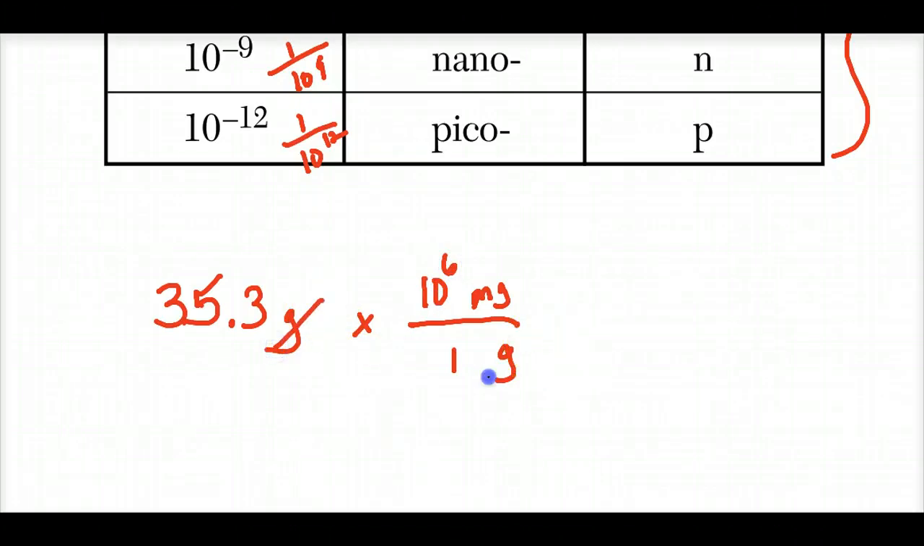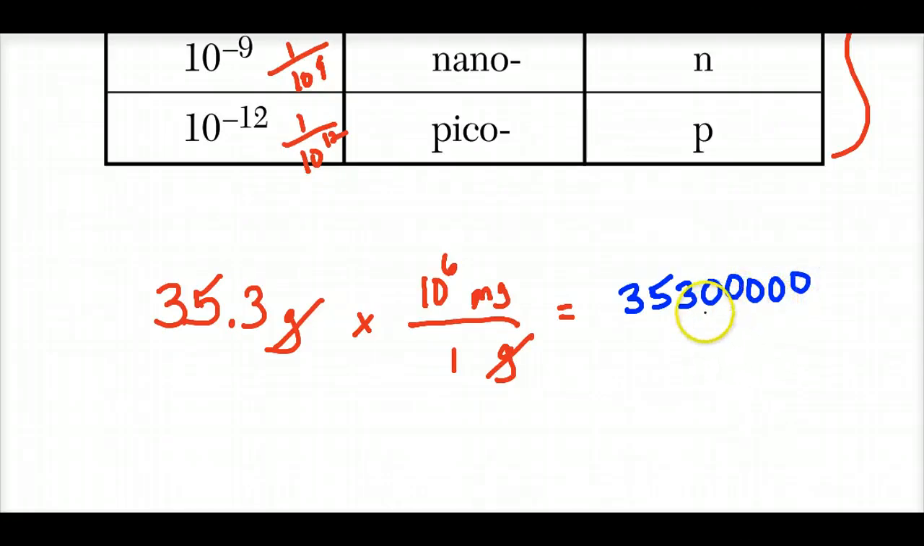So for every 1 gram, you would multiply by a million, which is 6 zero places, and this number is going to get bigger. 3, 5, 3, and you're going to move 1, 2, 3, 4, 5, a total of 6 decimal places, and this would be micrograms. So you say, my gosh, that's a big number. Why did it get bigger? Because we're going to a smaller unit.